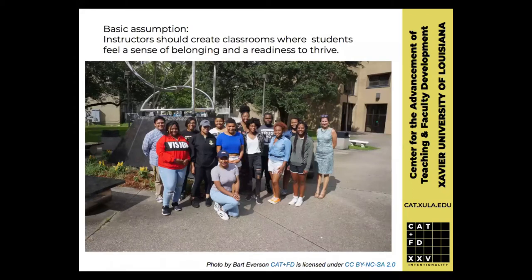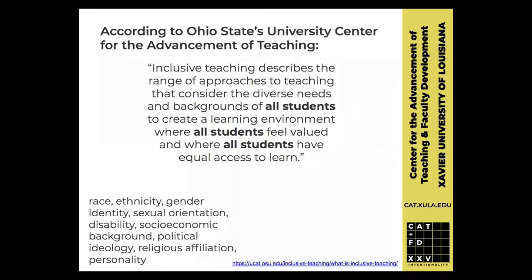For a definition, I just want to give you this definition from Ohio State University's Center for Advancement of Teaching. There are different definitions, and a whole bunch of people define it different ways, but all of them have the common thing of all students. That's what's emphasized in all of these definitions. The definition from Ohio State that I really like is: inclusive teaching describes the range of approaches to teaching. Notice it's not talking about content. It's talking about the teaching methods and our approaches to teaching that consider the diverse needs and backgrounds of all students to create a learning environment where all students feel valued and where all students have equal access to learning. Okay, so it's creating this learning environment that is open and comfortable for all students.